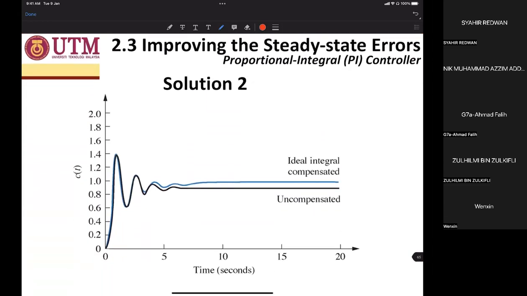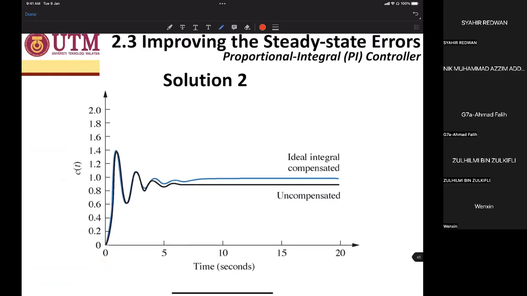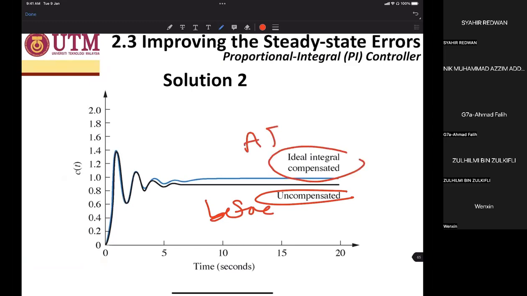Any question? Uncompensated is before, before design. The book says uncompensated, and then ideal integral compensated is after. You can see two graphs here, the blue one and the black one. So the input is step.